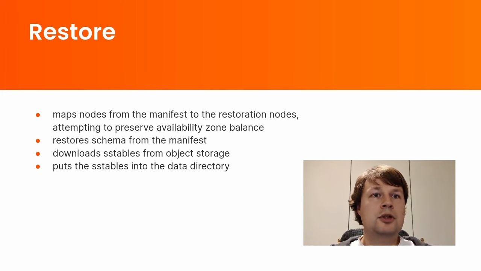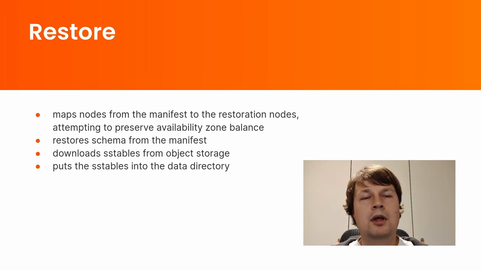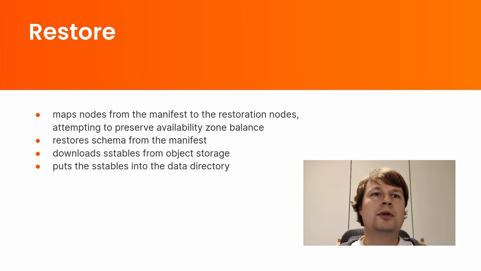If the topology fits our needs, then we restore schema from the manifest, and then shut down the Cassandra nodes, download the SSTables from the object storage, and distribute them in the data directory. As the very final step, after we've started up the cluster, we restore some other items in the schema, such as user-defined functions, if there were any.